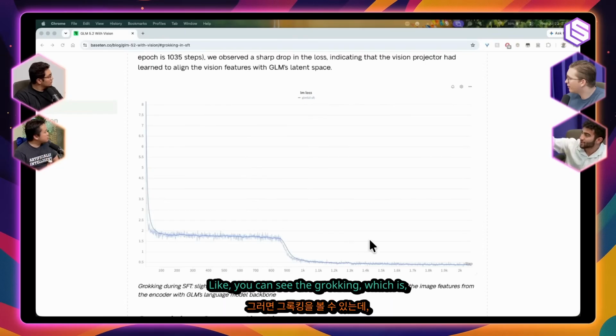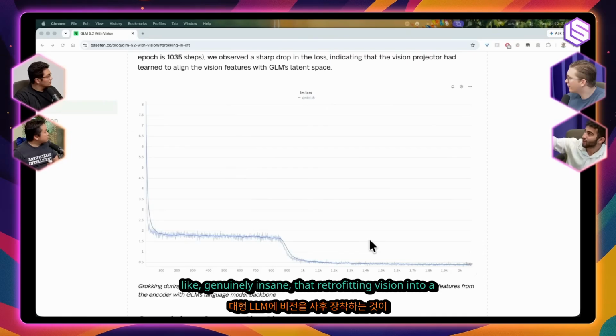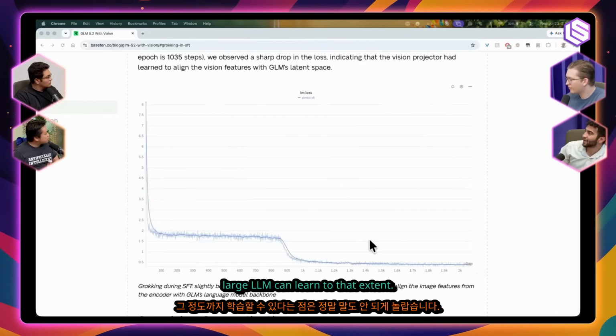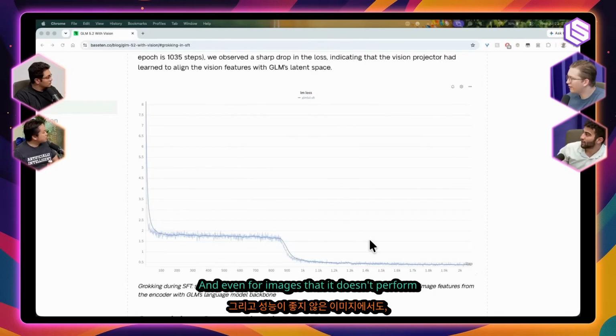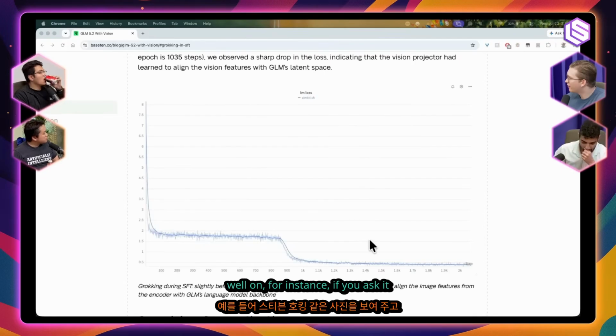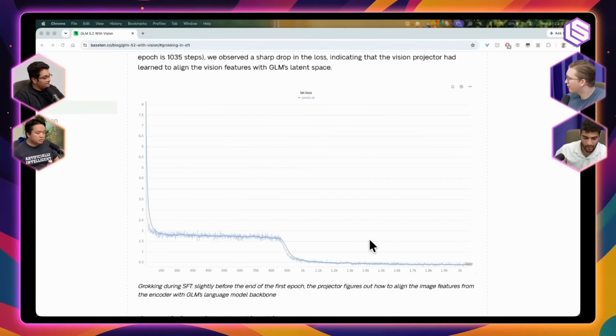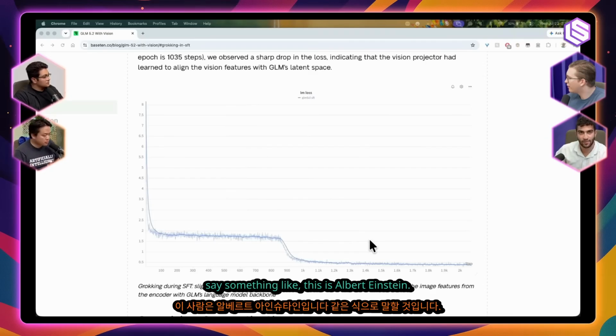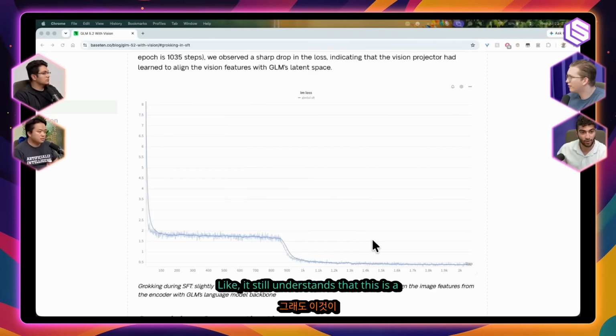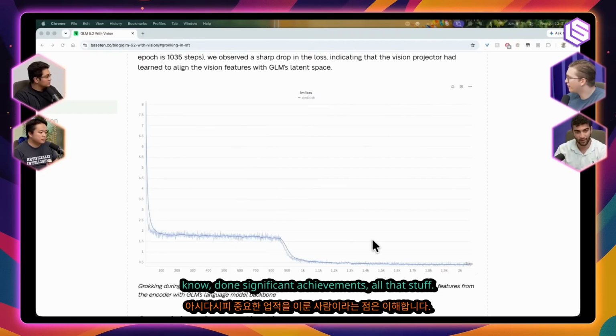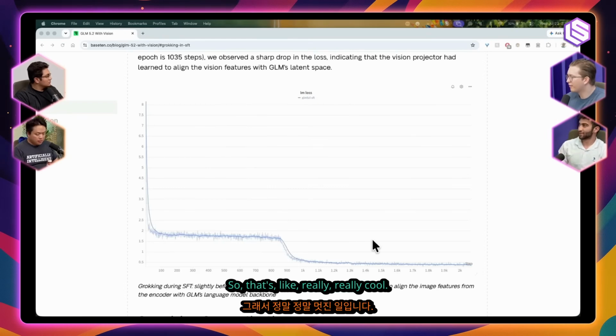You can see the grokking, which is genuinely insane, that retrofitting vision into a large LLM can learn to that extent. And even for images that it doesn't perform well on, for instance, if you ask it a picture of Stephen Hawking, who is this? Maybe it doesn't get it, but it will say something like, this is Albert Einstein. It still understands, close enough. This is a scientist who is a man who has done significant achievements, all of that stuff. So that's really, really cool.